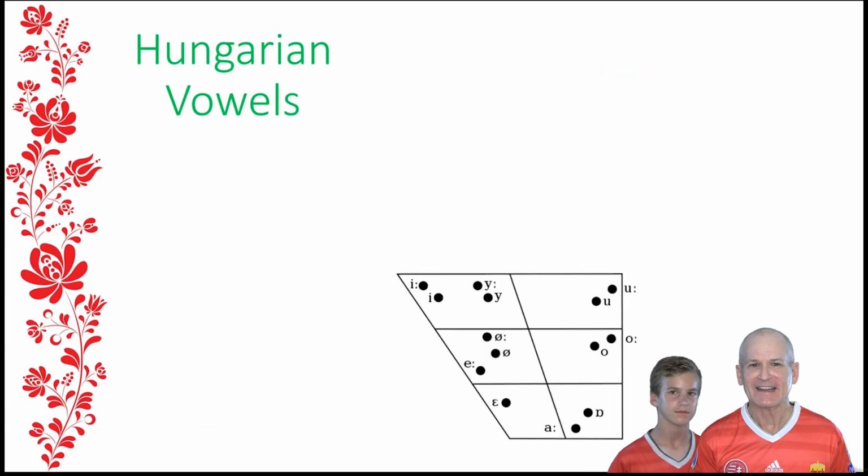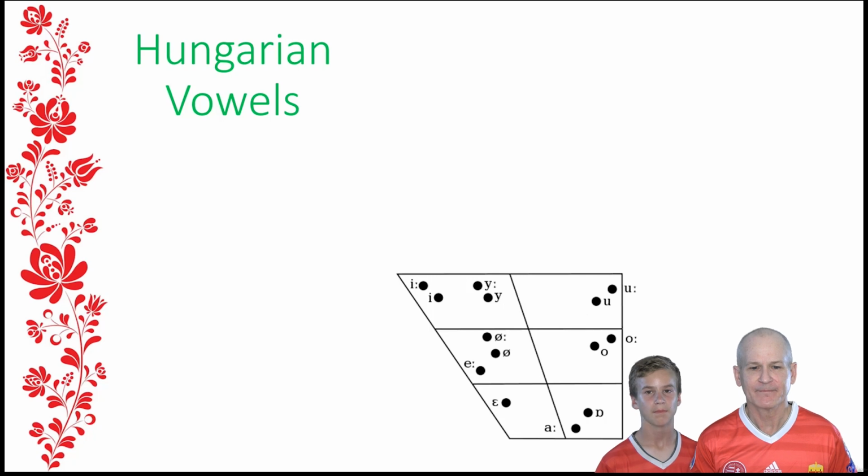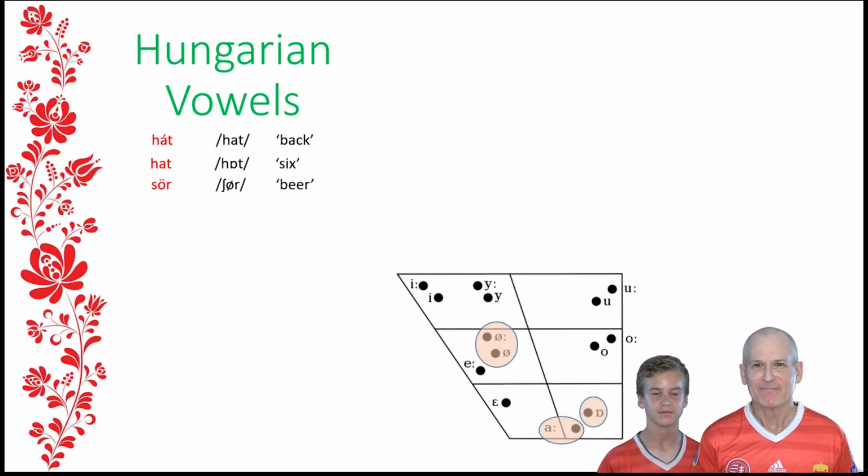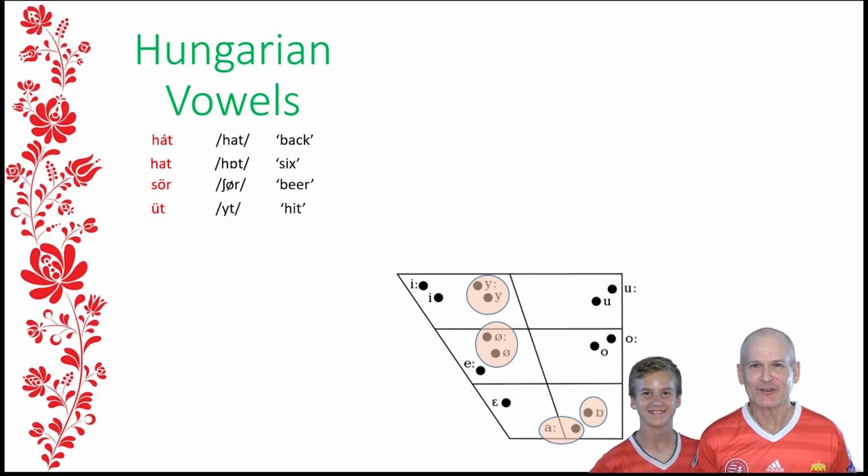We'll take a look here for a minute at Hungarian vowels, and you can see the vowel chart there on the bottom. And here are some vowels that we don't have in English, so Mark's going to demonstrate these. Hát. Which means back. Hat. That means 6. Sör. Beer. Üt. To hit.